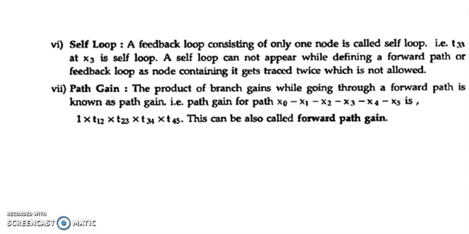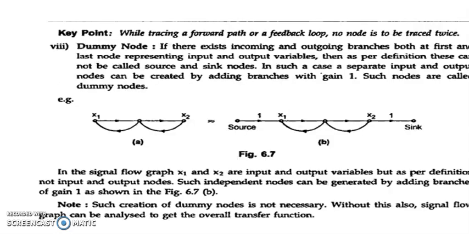A self loop cannot appear while defining a forward path or a feedback path, as the node containing it gets traced twice, which is not allowed. Path gain: the product of branch gains while going through a forward path is known as path gain. So, for example, for the path x0, x1, x2, x3, x4, x5, it is 1 into t12 into t23 into t34 into t45. This can also be called the forward path gain.